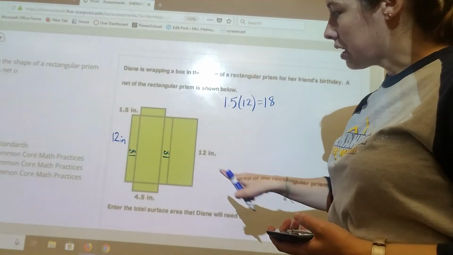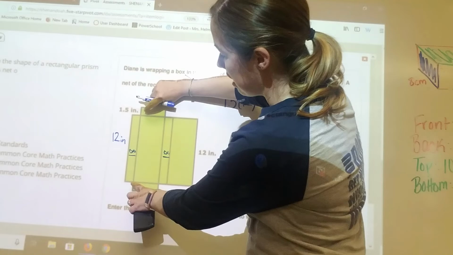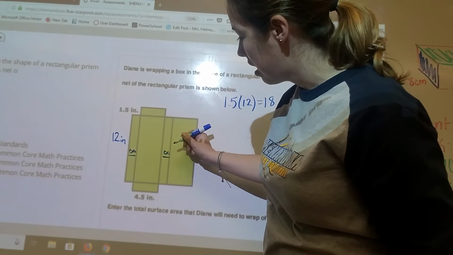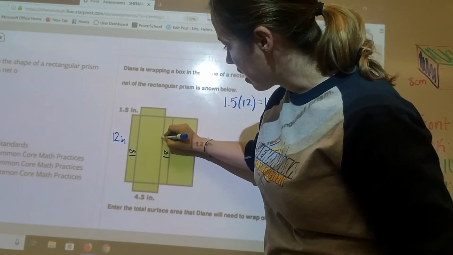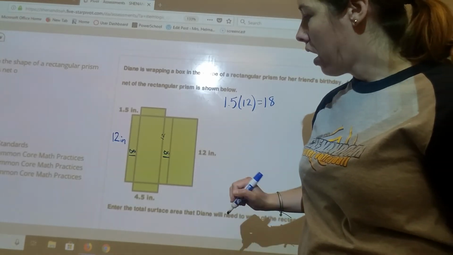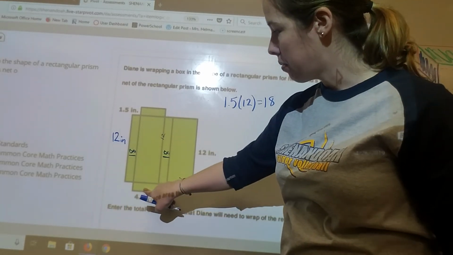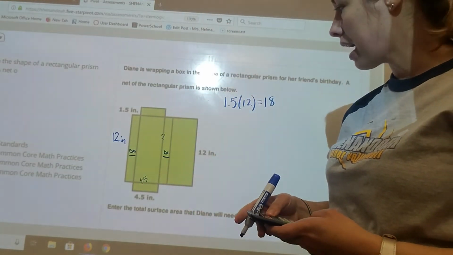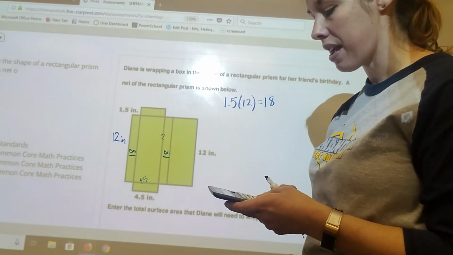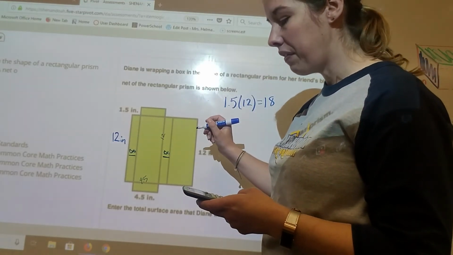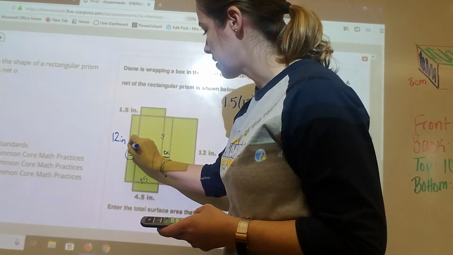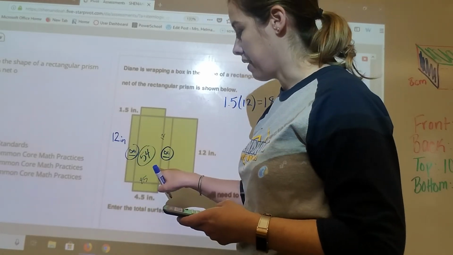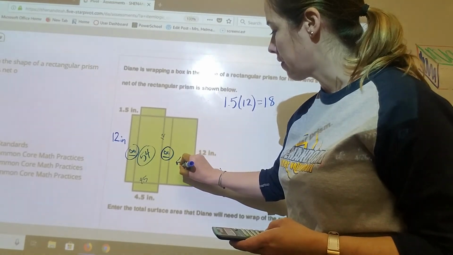Okay? So let's move on to this one. So if we look, our length is the same from here to here, from here to here, here to here. So we know the length of this rectangle is 12. And the width, okay, is right here, 4.5. So the width here is 4.5. So now to find the area, we're going to take 12 times 4.5. That gives us 54. I'm going to circle our areas. So this one's 18, this one's 18. We just found this one, which is 54. And if this is 54, that means this is 54.